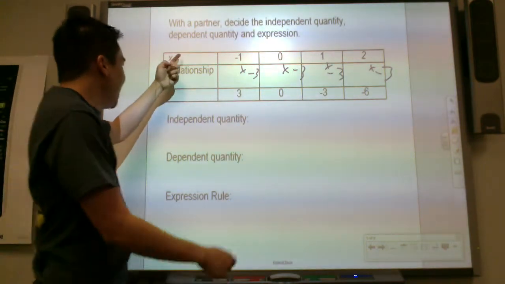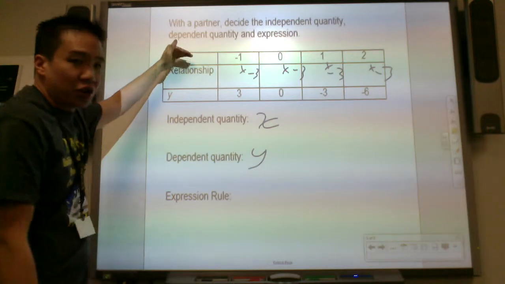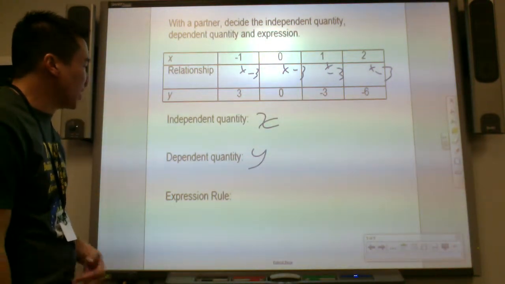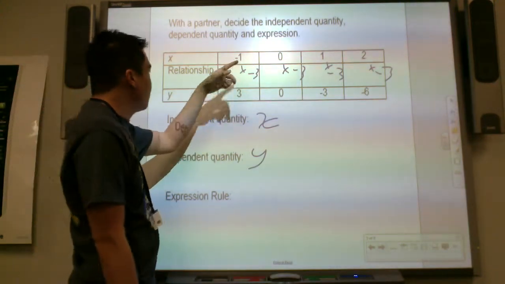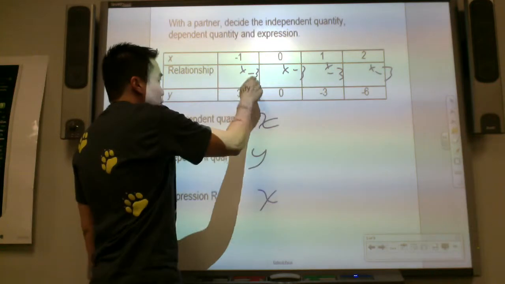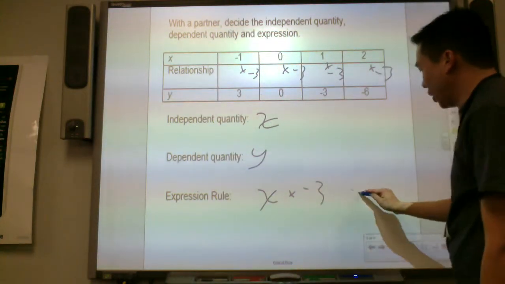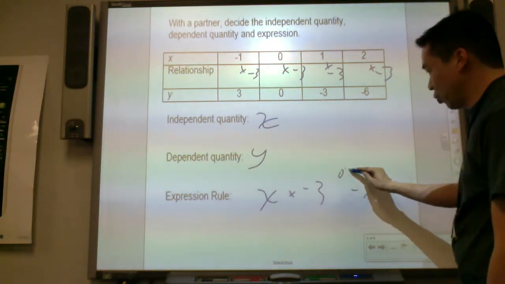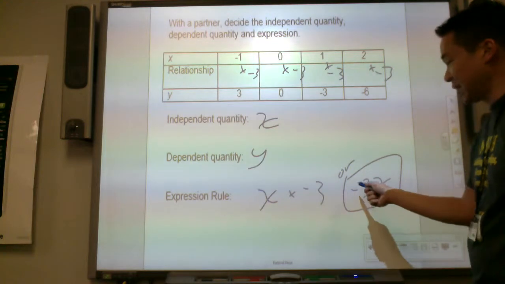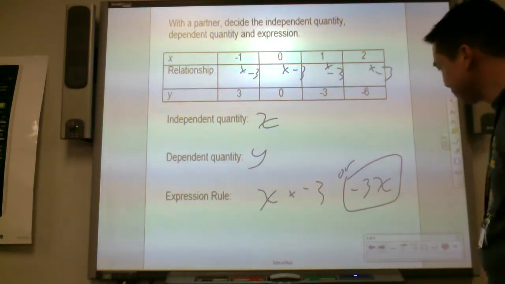So let's see. Independent is x. Dependent is y. Again, independent is just the first of the table. Dependent is the second one of the table. It's x and y. So what is the expression rule? In here, you have x. What are you doing to these numbers? You're multiplying by -3. So it's x times -3 or -3x. Either one. This is more preferred. That means you're tripling x, with a negative number.